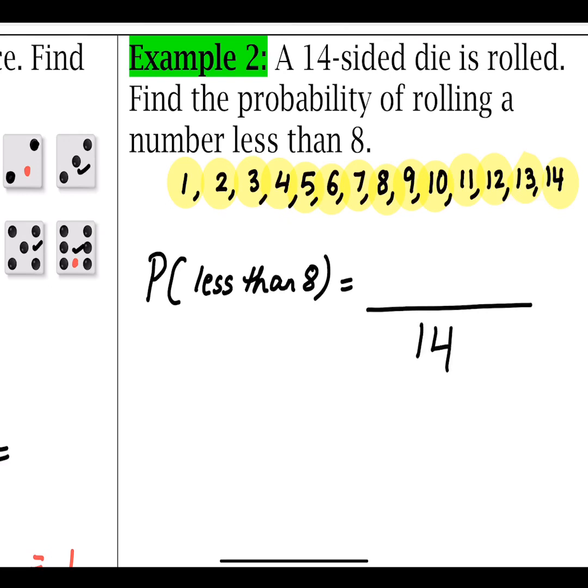Do you see that? And now what am I looking for? I'm looking for a number less than 8. Let me see how many numbers there are. 1, 2, 3, 4, 5, 6, 7. I cannot pick 8 because 8 is not less than 8. So it is 7 over 14, which is again 1 over 2.